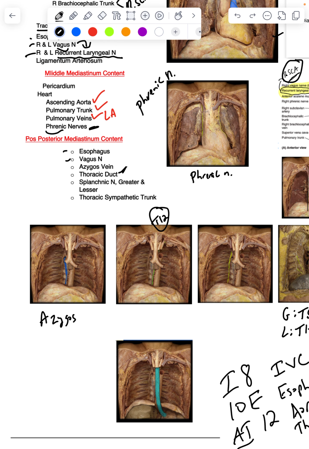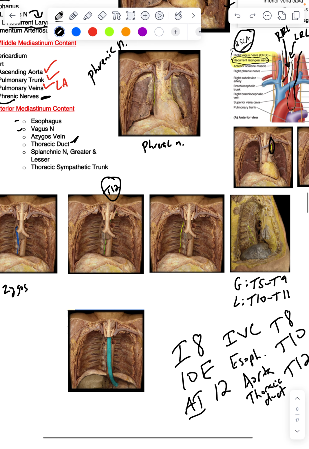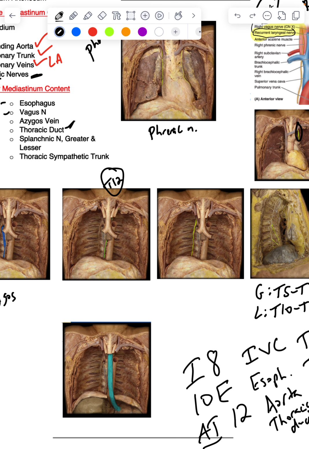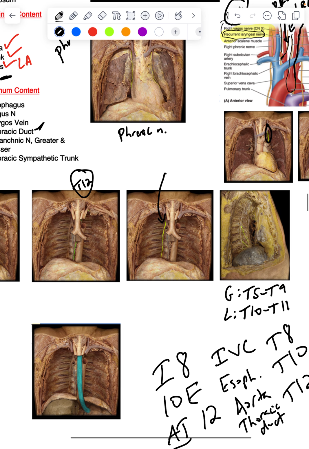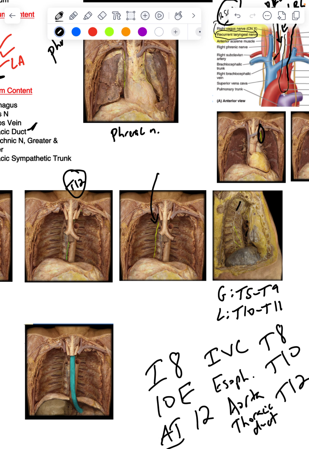Thoracic duct we went over, vagus we went over, and the last thing you have is your splanchnic nerves. So this right here is your thoracic sympathetic trunk. You can see it a little bit better over here. This entire thing right here is your thoracic sympathetic trunk. And then each circle here, those are your ganglion or ganglia.